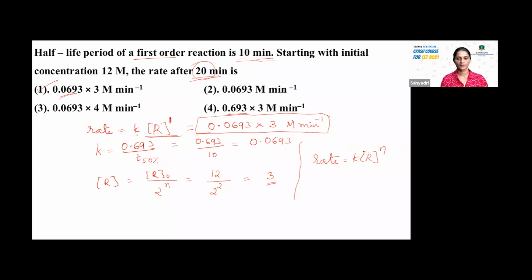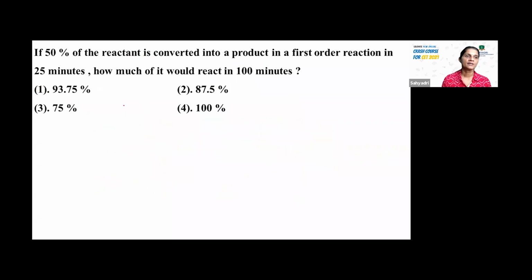Clear? Okay. Next. 50% of the reactant is converted into product in a first order reaction in 25 minutes. These are the different ways of telling T half is this much. How much of it would react in 100 minutes? Very simple question. 100 minutes is 4 T half. 4 T half is 93.75%, right? Yeah, option 1. I need not explain this, I guess. So 93.75% is 4 T half, and 100 minutes is 4 times the T half here, correct? So I can easily tell the answer as 1.